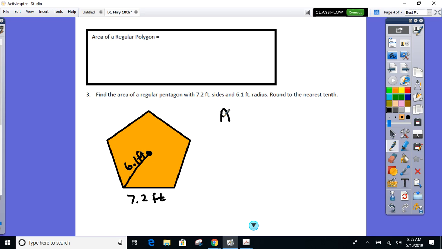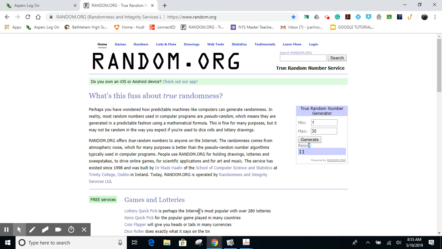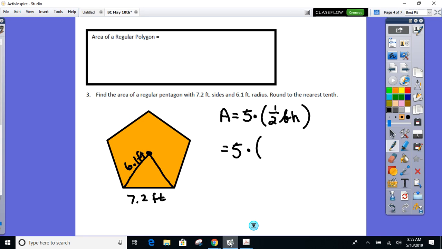So the area is going to be 5 times the area formula for a triangle, 1/2 base times height. Okay. So let's draw in one of those triangles. Can you find the area of that triangle? Well, you already tell me what the base is going to be. What's the base of this triangle? 7.2.